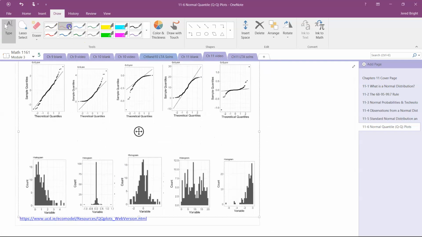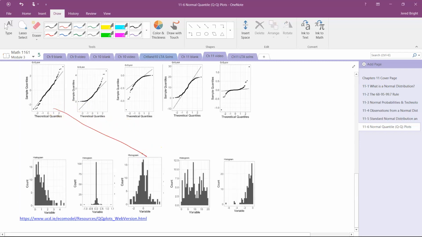I will give you one answer, and that is these two match. The one that's approximately following the line looks like a normal curve. You probably could have got that one on your own. But then can you connect the remaining QQ plots to their histograms? Take a shot at it on your own time. This is a bit of an extension activity for fun, so enjoy. That's going to wrap up our normal quantile plot discussion and the whole section on normal distributions.